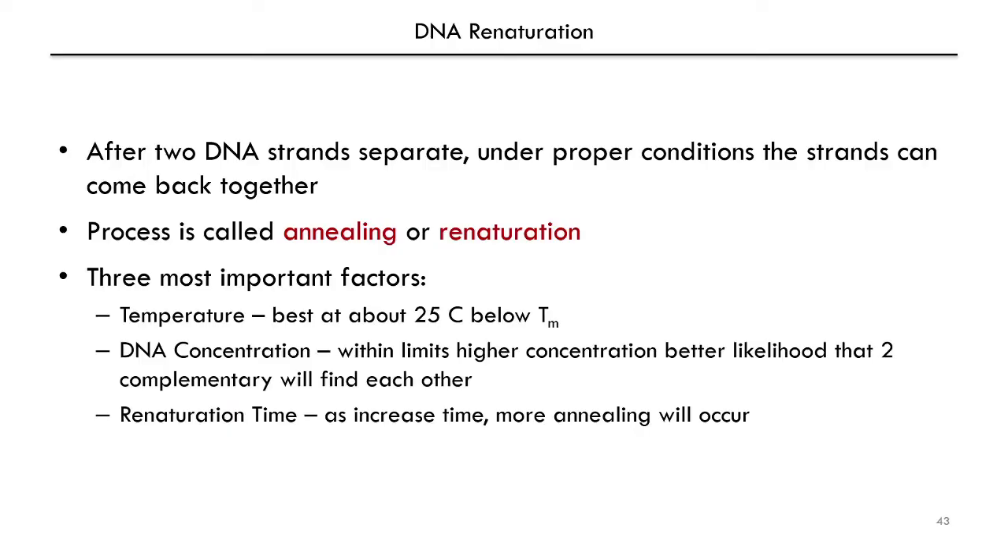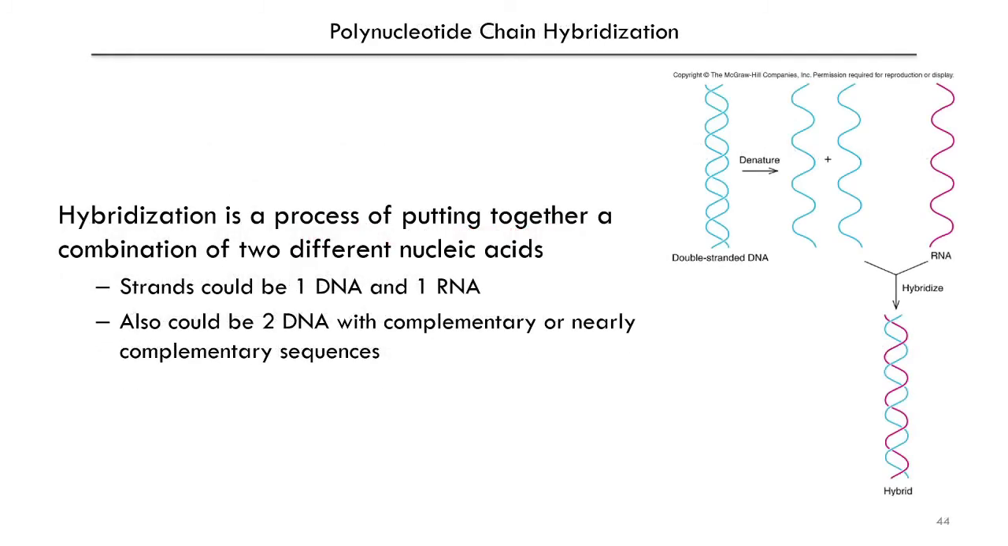Some key factors influence renaturation of DNA. Obviously, the temperature should be below the melting temperature, but it should be high enough to avoid non-specific binding of DNA strands. Higher DNA concentration increases the likelihood that complementary strands will find each other, and so do longer renaturation times. When 2 nucleic acid strands from different sources base pair and form a double-stranded complex, this is called hybridization.